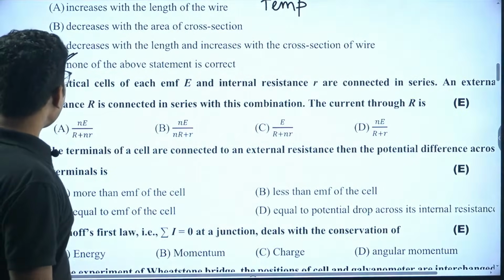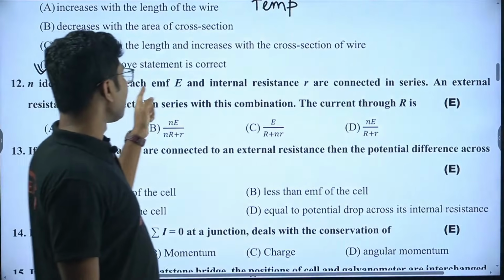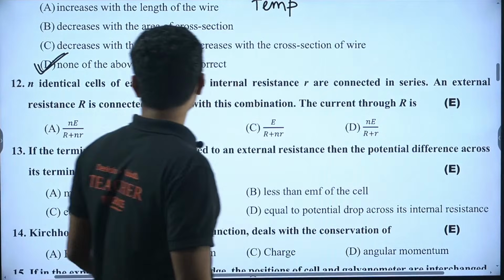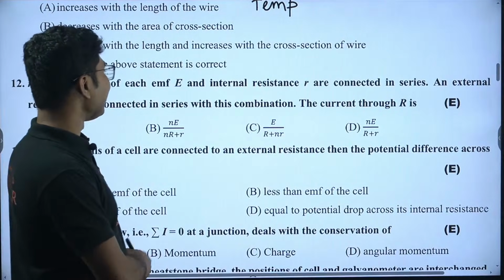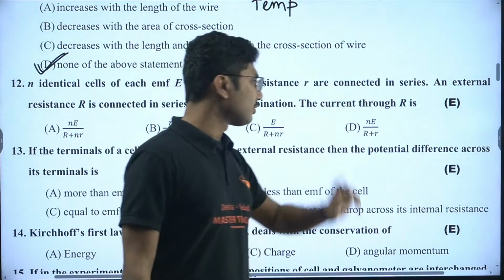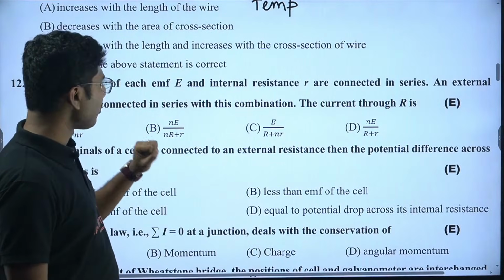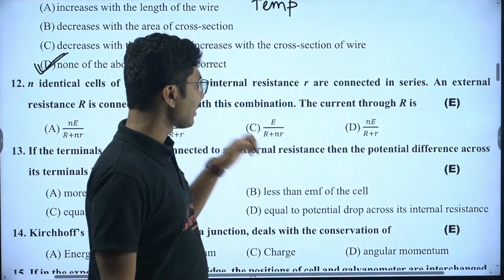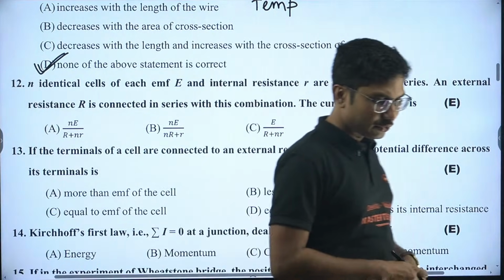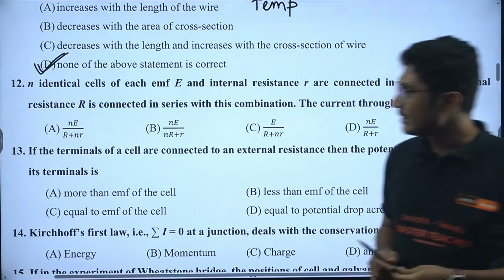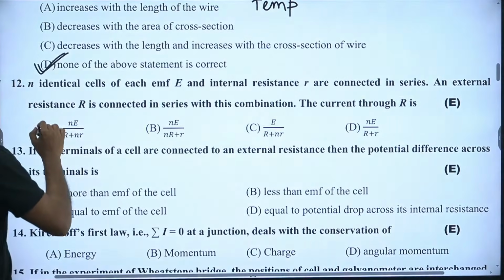Now, N identical cells of EMF capital E and internal resistance small r are connected in series, and external resistance capital R is connected in series with this combination. What is the current through capital R? Check the options: nE by R plus nr, nE by nr plus r, E by R plus nr, nE by R plus r. Who says the answer? Mansi, Sinchana, Nagraj, everyone is saying 12, option A. So this is the correct answer.